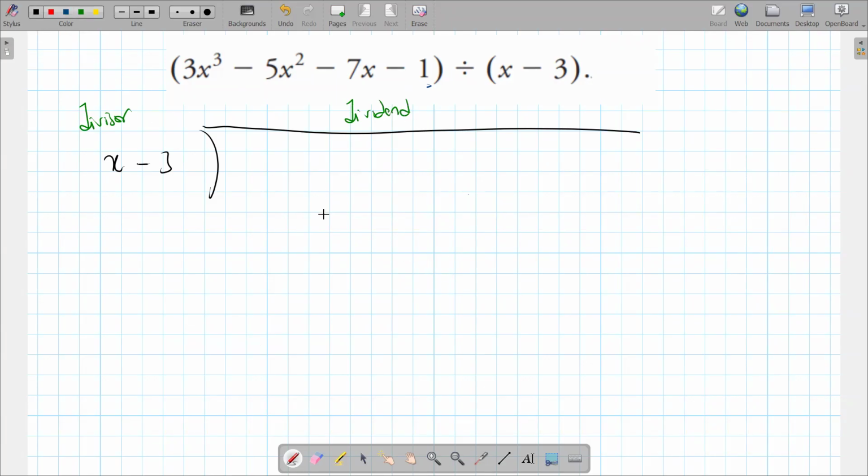Whenever you're putting this inside of this box, make sure none of the degrees are missing. If any of the degrees are missing, you're going to put that as plus 0x. We don't have to in this case because we have 3, 2, 1, 0. But if it is missing, this applies to both synthetic division and long division. You're going to put a plus 0x.